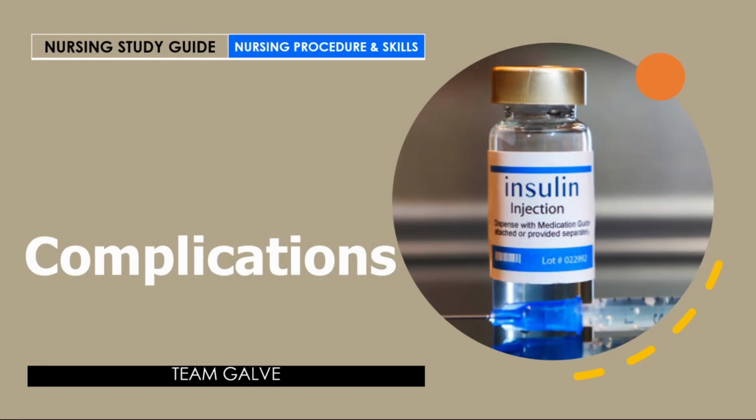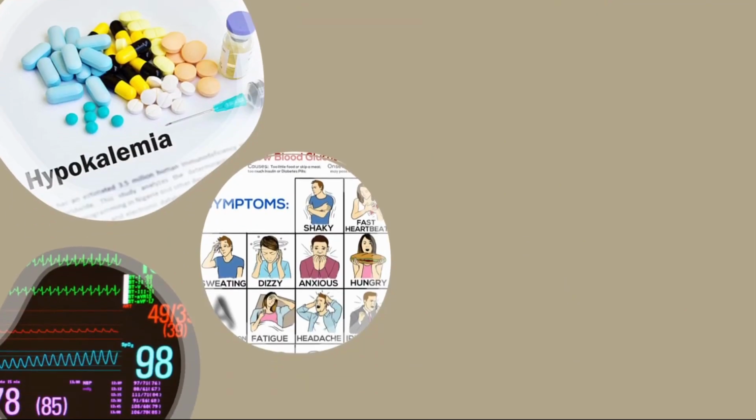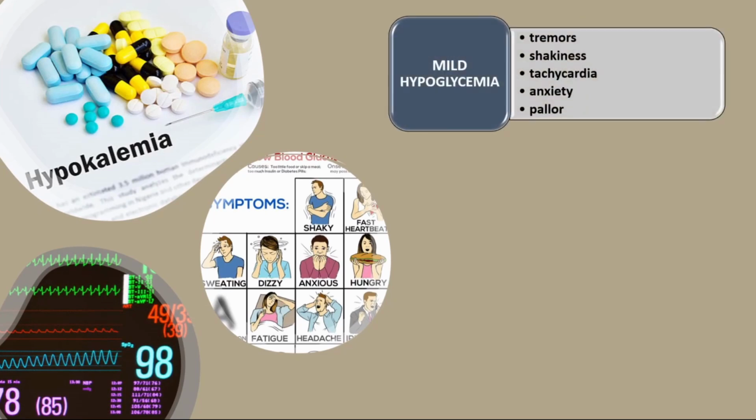Complications associated with IV insulin administration are the following. Makinig, malapit na tayo matapos. You guys, hinga-hinga ng malalim. Ito na po siya. Mild hypoglycemia. I actually divided this into 3: mild hypoglycemia, severe hypoglycemia, and hypokalemia.